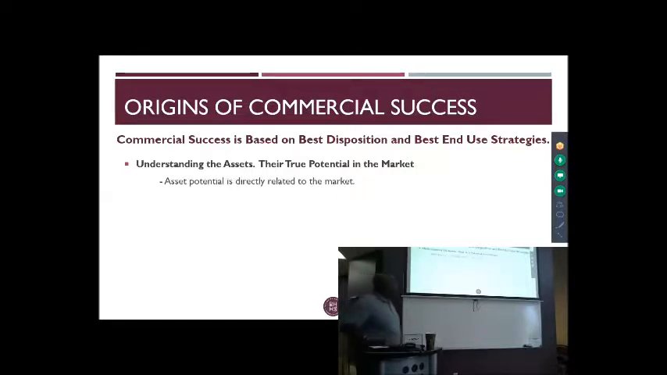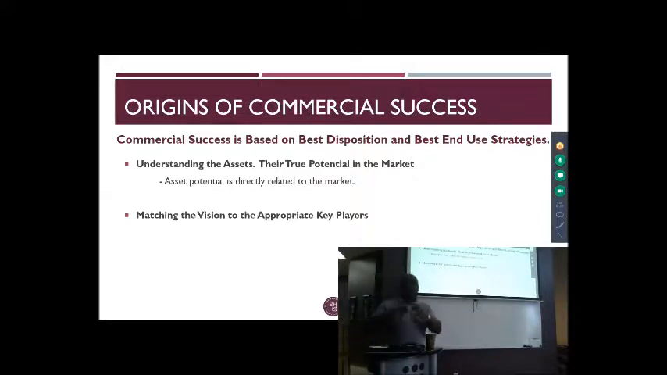Asset potential is directly related to the market. I think we covered that. Matching the vision to the appropriate key players. Remember that categorization, that newfound categorization in your database? Well, if you've got it categorized like that, then relatively quickly you can match visions and potential deals and packages and projects with likely potential players who would have an inclination to receive it well or have an interest in it.